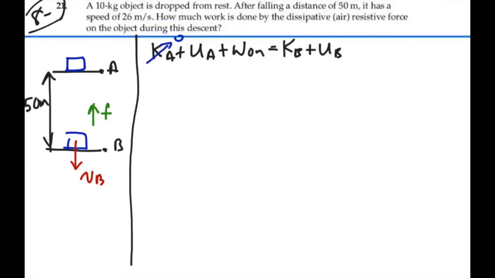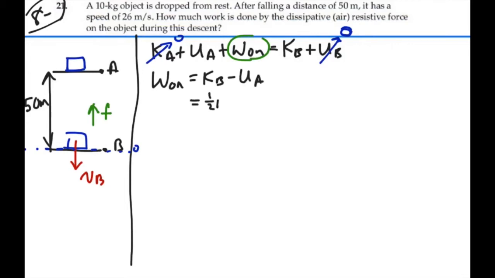We're going to define our lower height at point B as being our zero height, and there's no springs involved, so the potential energy at B is going to be zero. There is going to be work done along the way, because that's what we want to find. What is the work done by the friction in the air? So we know the kinetic energy at B, and there will be potential energy at A, so that's it. The work done along the way will equal the kinetic energy at B minus the potential energy at A.